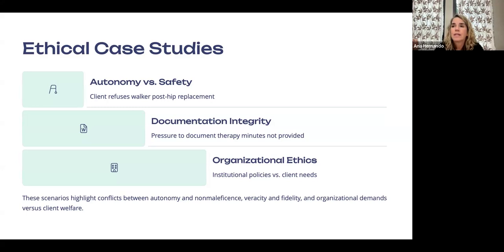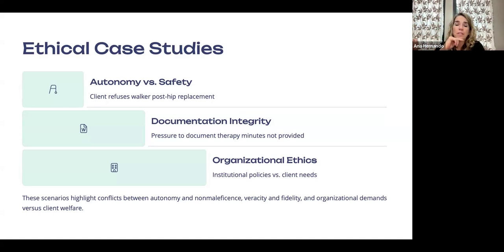So if you are in that situation, would you protect your license, your values, your clients, or your job? Now, ethically, you need to protect the license, your values, and your client's trust.